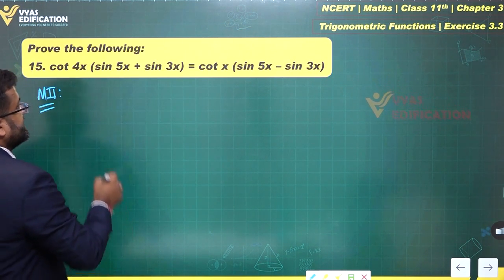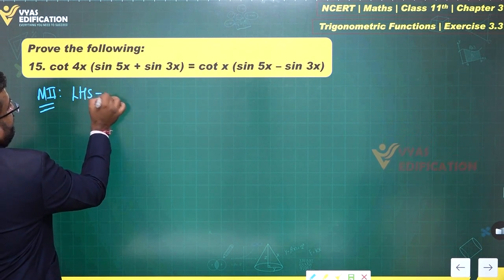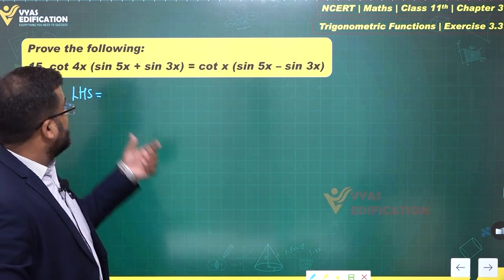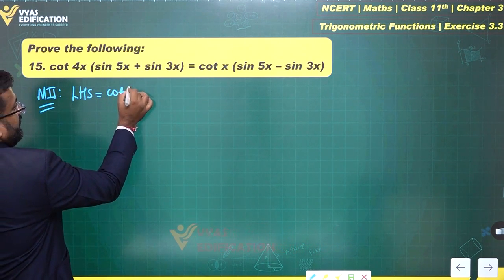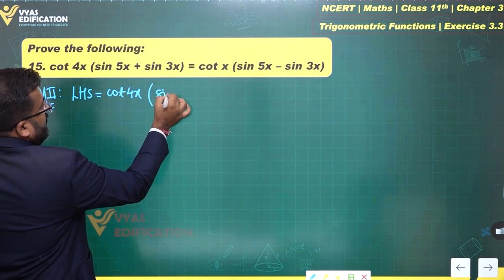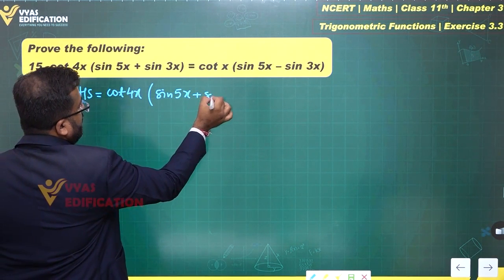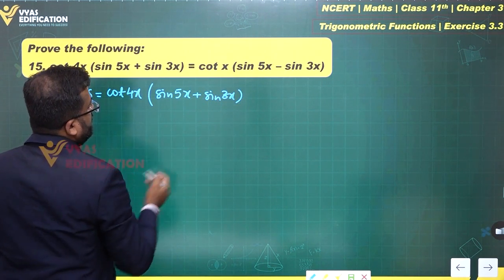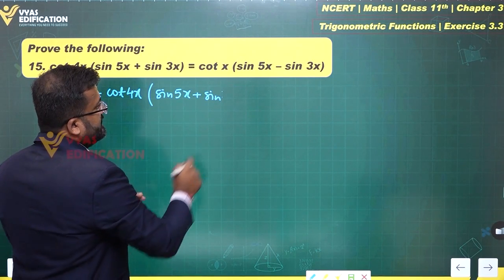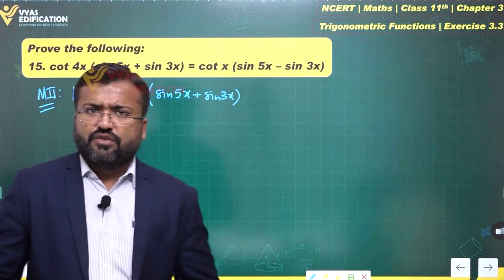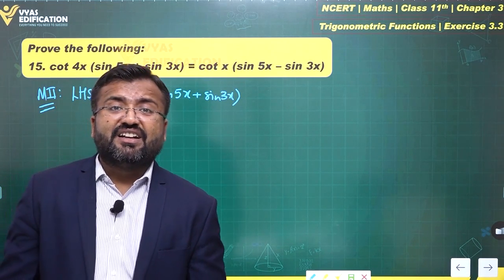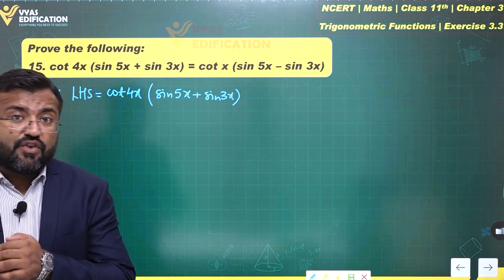Let's simplify the LHS. Yes, what does LHS look like? LHS has a cot 4x and these terms over here. Sine 5x plus sine 3x. Now this cot 4x, you cannot do anything with this cot 4x. This will remain as it is. At max, we can write it as cos 4x upon sine 4x for now.